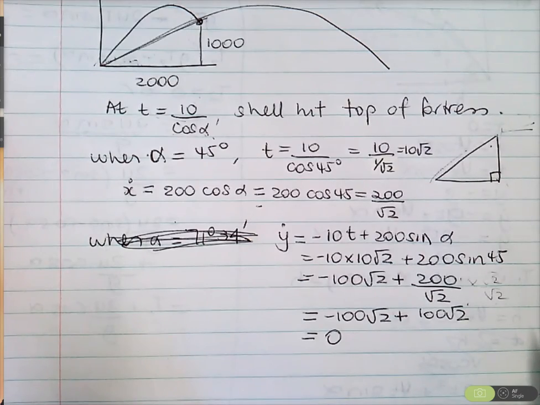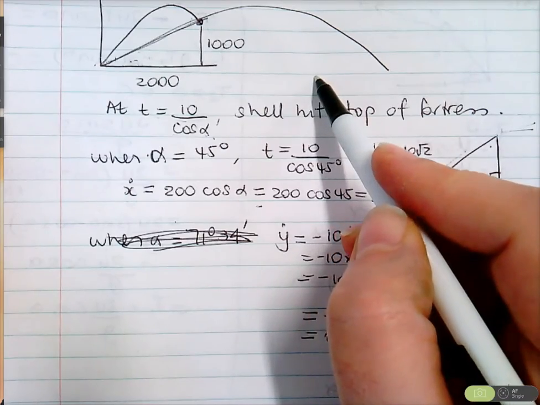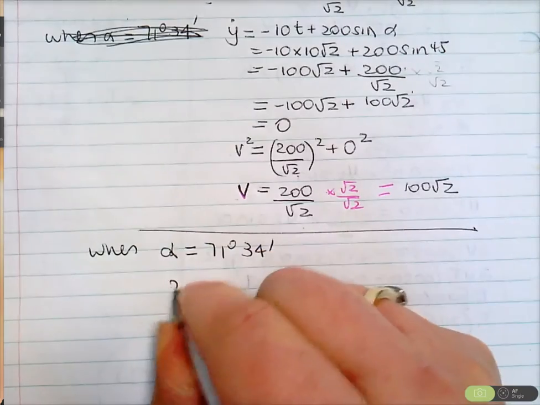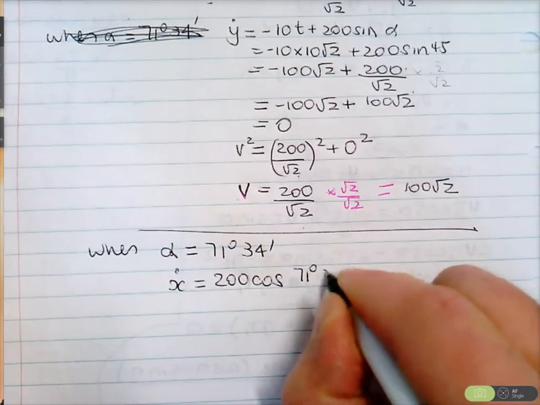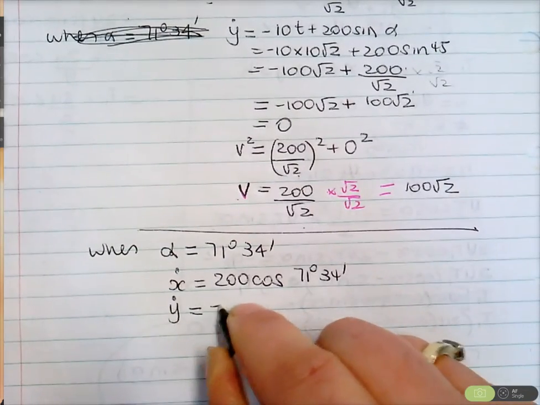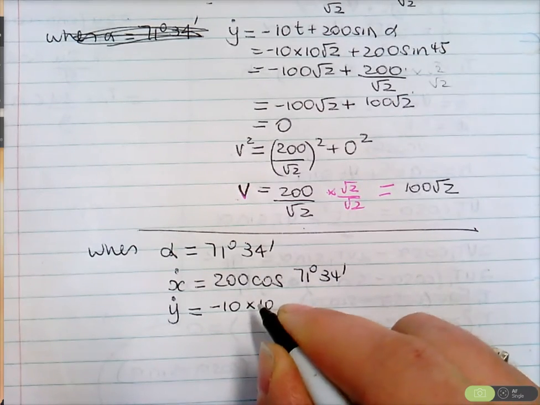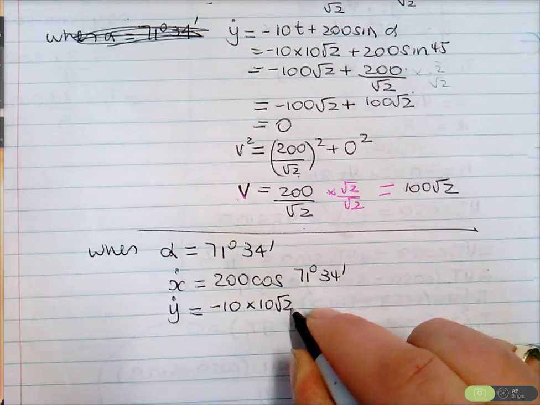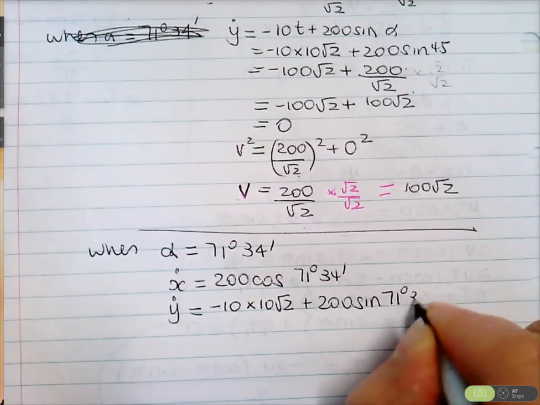That means that must be the top. It must actually then come back. That must be the exact top, so it's right exactly on top. Now for 71 degrees, 34 minutes, x dot is 200 cos 71 degrees, 34 minutes. Y dot is negative 10 times, is it the same time? Is it 10 root 2? Negative 10 times 10 root 2 plus 200 sine 71 degrees, 34 minutes.